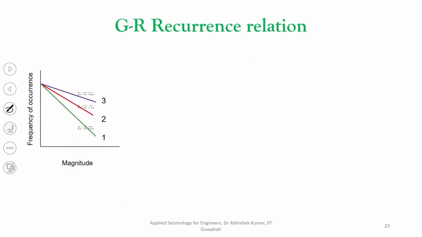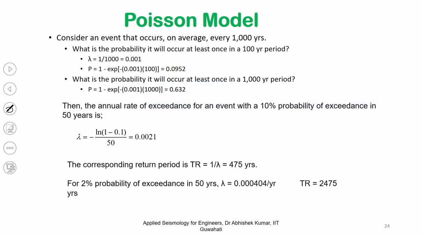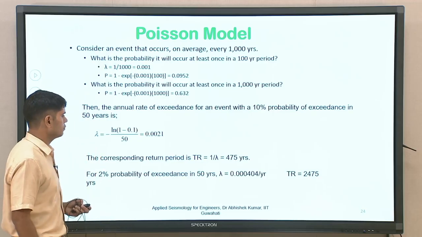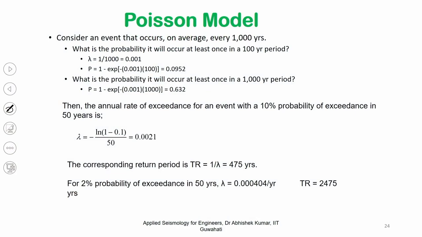So, the Gutenberg-Richter relation we have already discussed, and I am not going into those details again. Now, this is one thing which is quite important here. When we are discussing the Poisson model, because generally probabilistic hazard analysis follows the Poisson model, that was given as P equals 1 minus exponential of minus lambda t.